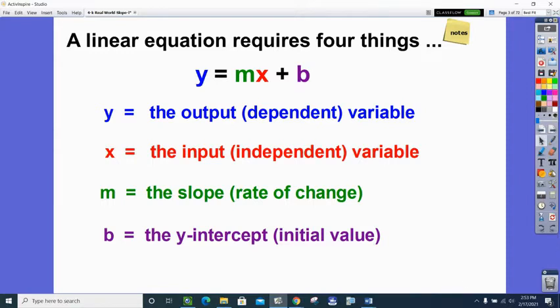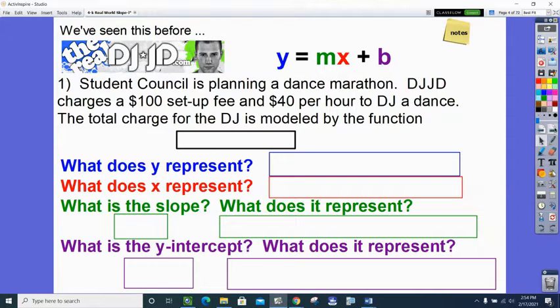So let's look at some examples. And let's start with one that we've already done before. So before we ever talked about slope or y-intercept, you did this problem where you had to write the function rule. So in this particular case, remember it was the student council is planning a dance marathon, and DJ JD charges $100 to bring all of his equipment and set up. It takes him some time. And then he's going to charge you $40 per hour to DJ the dance. The total charge for the DJ is modeled by the function what?